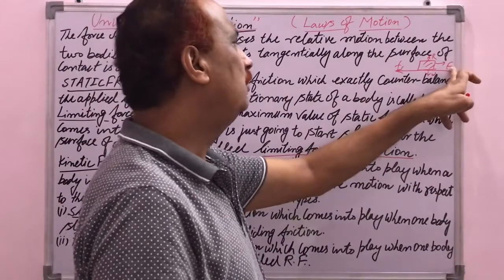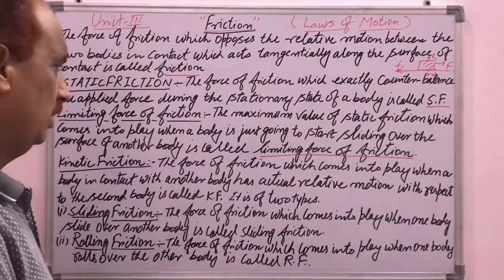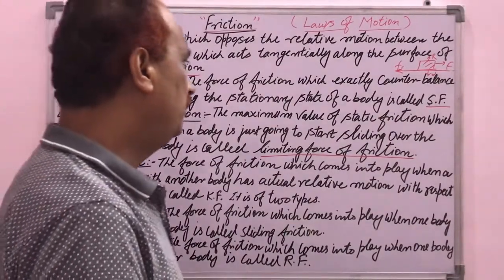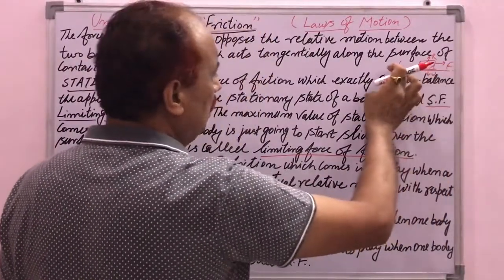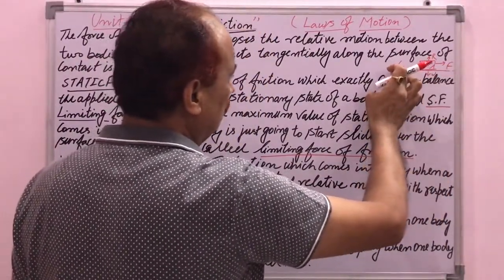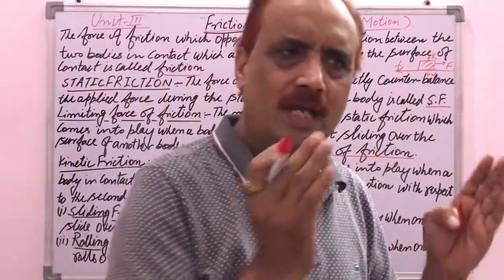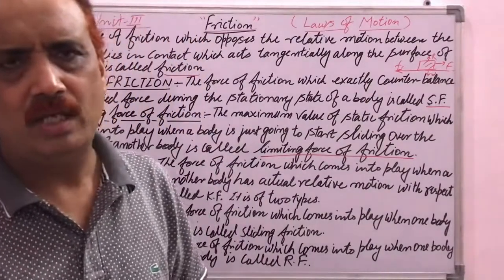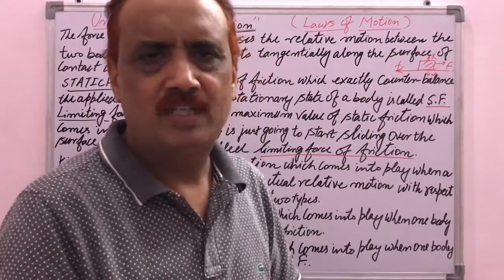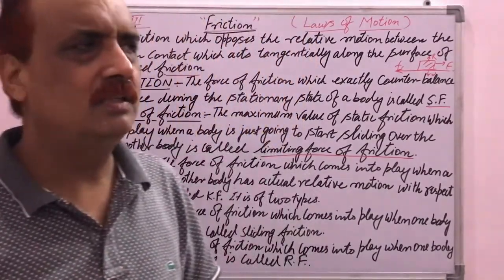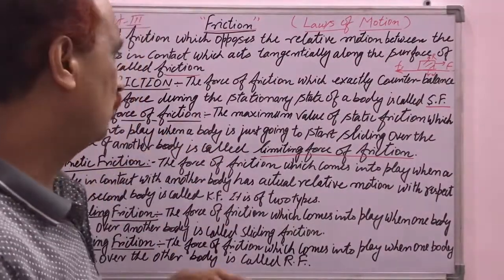If the external force acting on the body is increased slightly, this is the situation of limiting force of friction. When the external force is increased, the static friction will also increase, and a condition is reached when the external force acting on the body is equal to the static friction acting in the opposite direction. When it is maximum, that is called limiting force of friction.